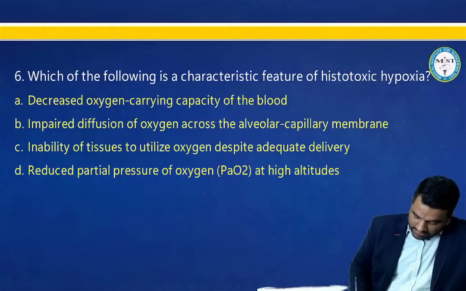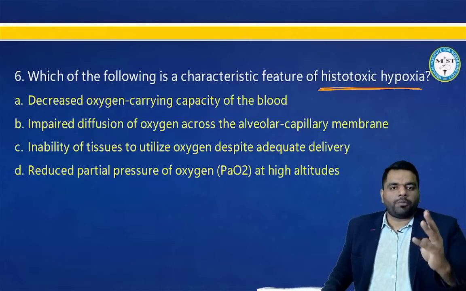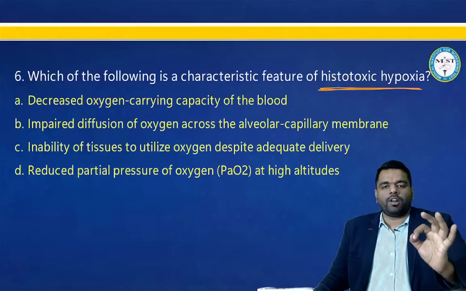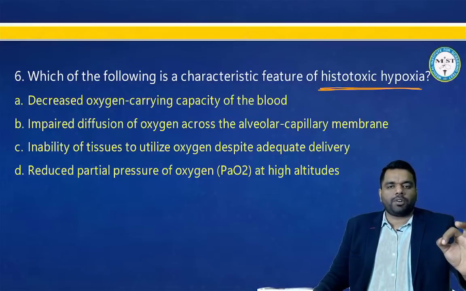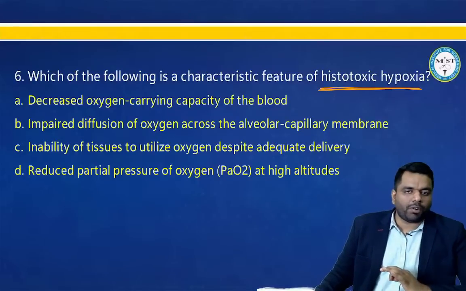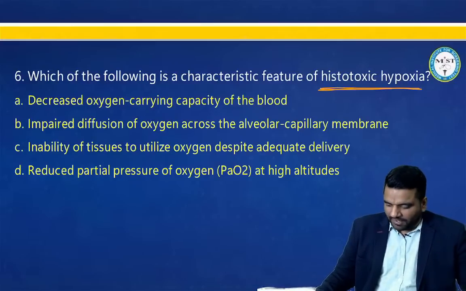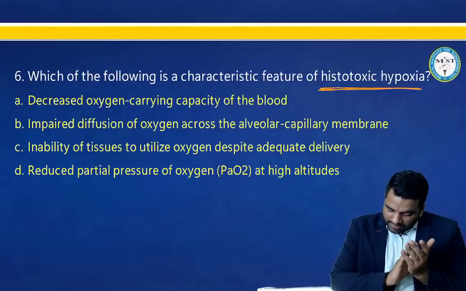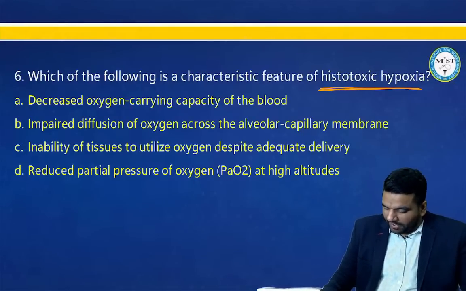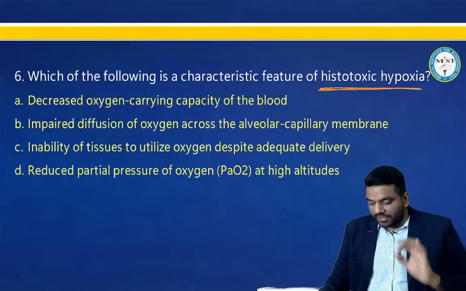So basically, this is asking about histotoxic hypoxia, right? We studied 4 types of hypoxia in the class. Number 1, hypoxic hypoxia, anemic hypoxia, ischemic hypoxia, which is also called stagnant hypoxia, and the last one is histotoxic hypoxia. Right? Yes, everyone is right. Very good. Sagar, think again. What is the question asking?